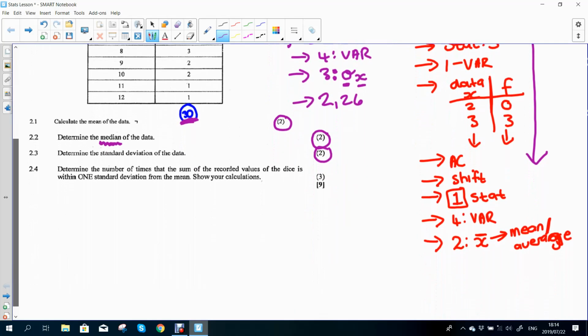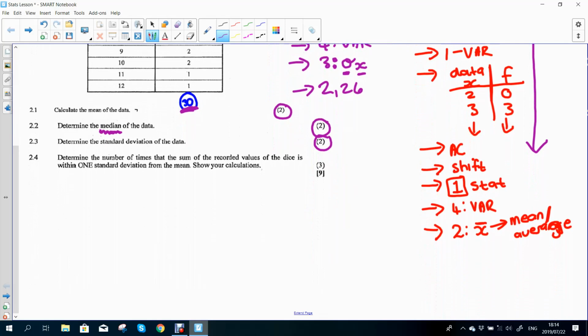Then finally, it says determine the number of items that the sum of the recorded values of the dice is within 1 standard deviation of the mean. Most of the time they don't say determine the number, but they say determine the percentage. Okay, I'm going to do both of these questions. I love asking this question. I've seen it multiple times in exams.